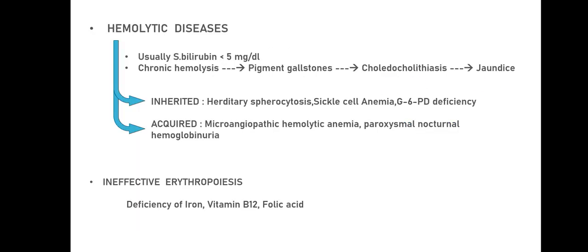So the hemolytic diseases can be inherited, like hereditary spherocytosis, sickle cell anemia or G6PD deficiency. Here usually the serum bilirubin is less than 5 mg per deciliter except in crisis. Chronic hemolysis can cause pigment stones and choledocholithiasis. This can cause obstructive jaundice. Acquired causes include microangiopathic hemolytic anemia and paroxysmal nocturnal hemoglobinuria. Ineffective erythropoiesis can be seen in deficiency of iron, vitamin B12 and folic acid.